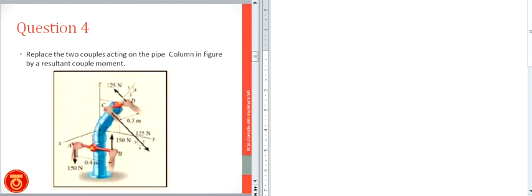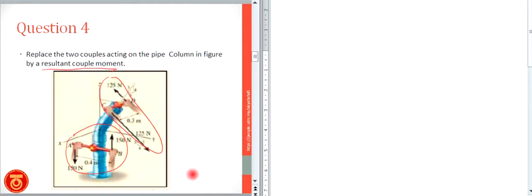Okay, now we proceed with question 4. Replace the two couples acting on the pipe's column in the figure by a resultant couple moment. So for this question, the resultant couple moment. Here, how many moments do we have? We have one moment here, and then another moment is here.